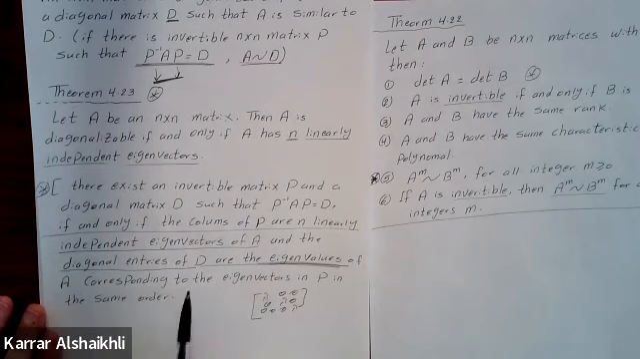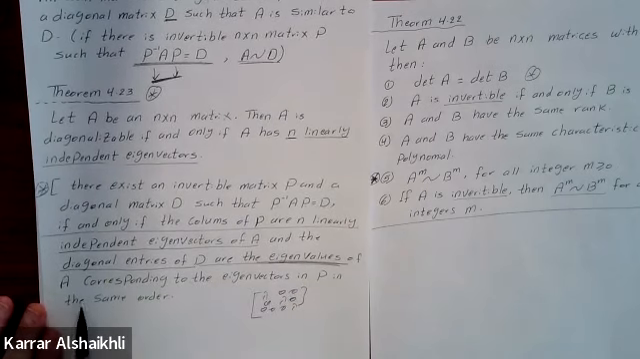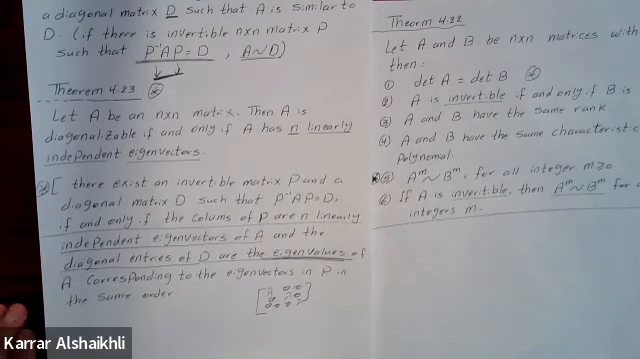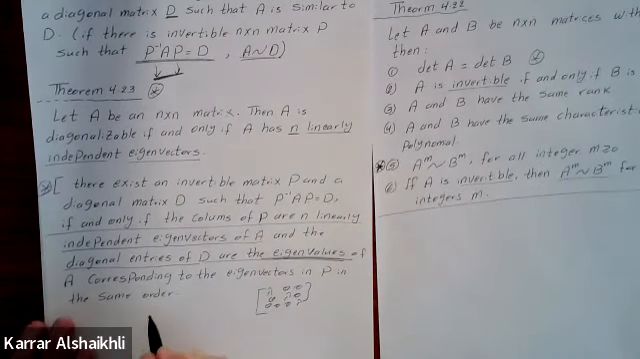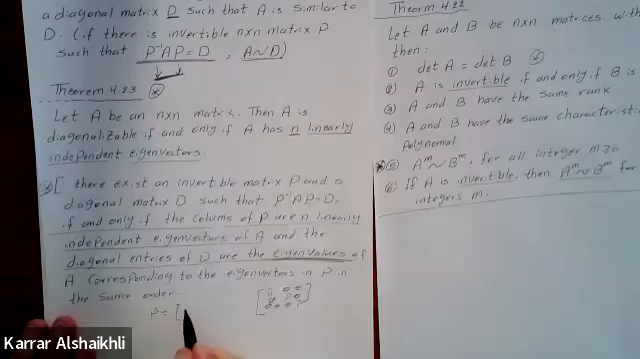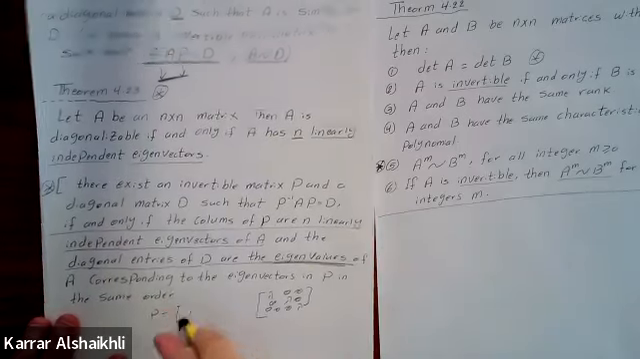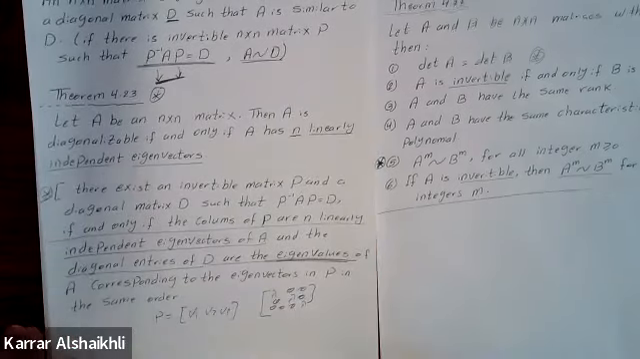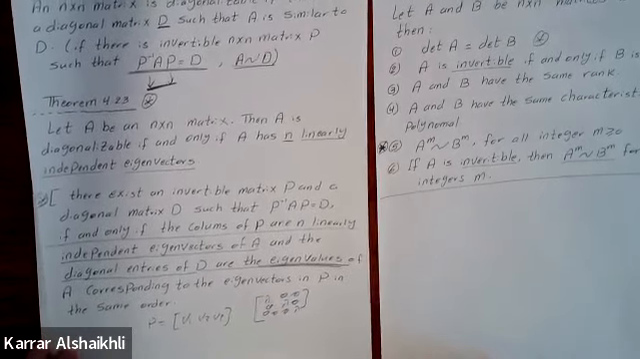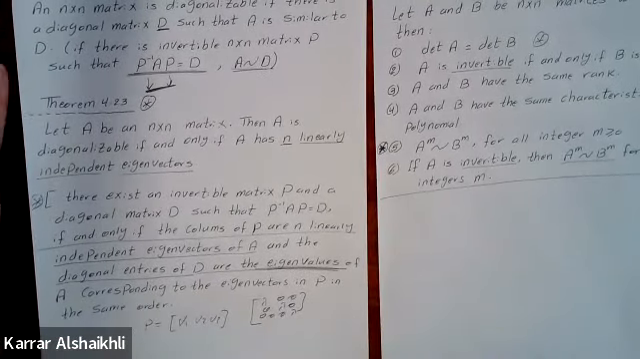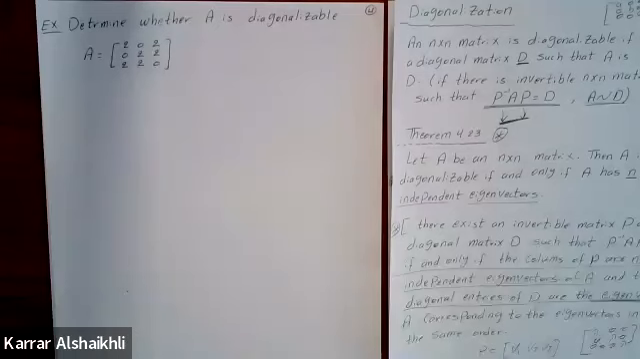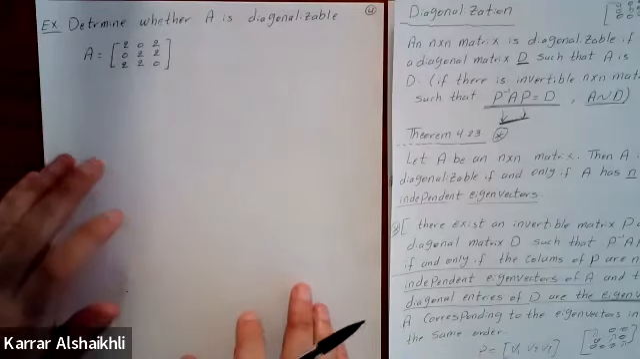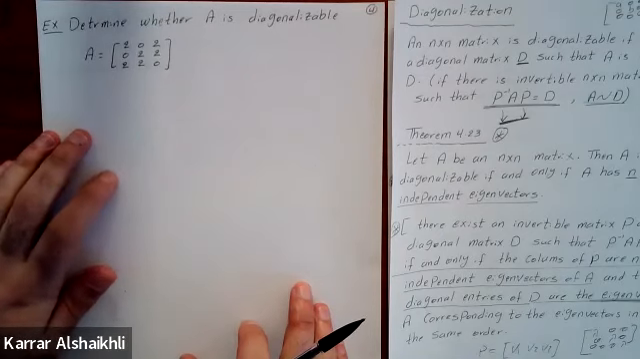You see, I corresponded the eigenvalues to the eigenvectors in P in the same order. That means P is going to be equal to V1, V2, and V3, which are the eigenvectors. What they're asking you is to determine whether A is diagonalizable or not.